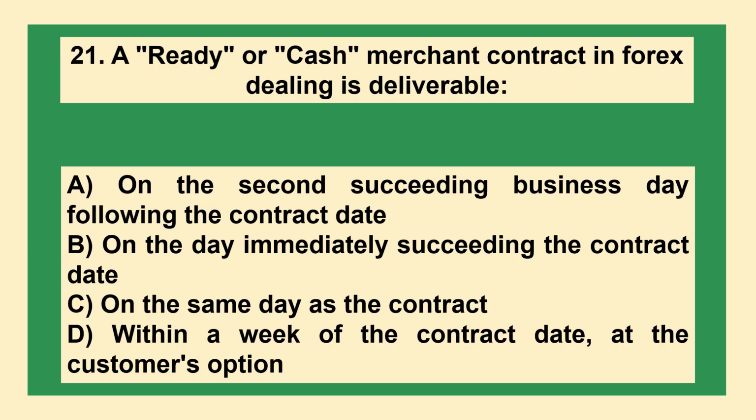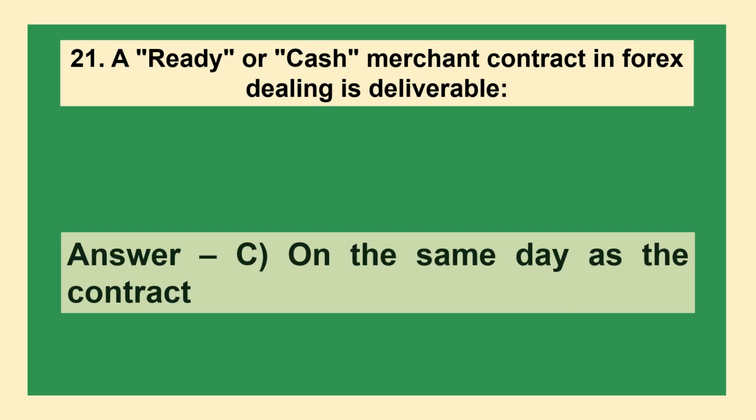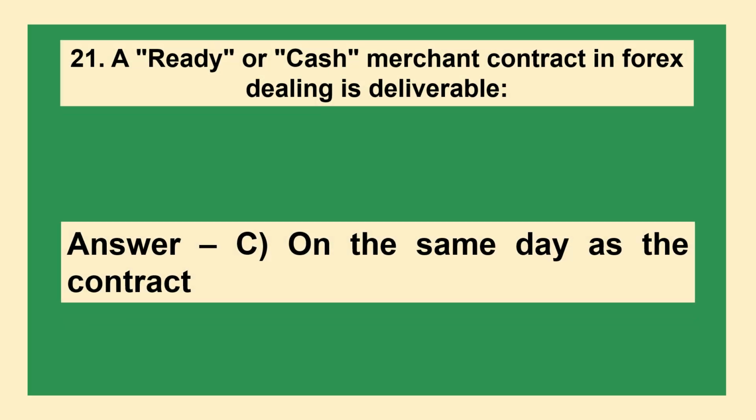A ready or cash merchant contract in forex dealing is deliverable: A, on the second succeeding business day following the contract; B, on the day immediately succeeding the contract date; C, on the same day as the contract; D, within a week of the contract date at the customer's option. The answer is option C, on the same day as the contract.